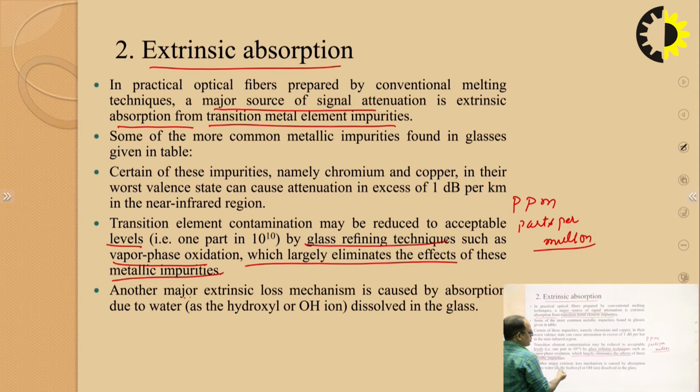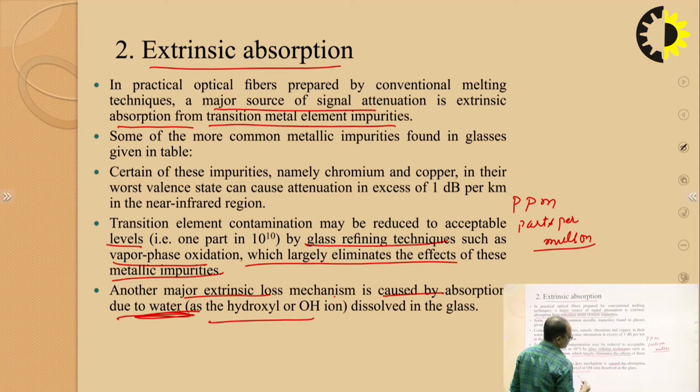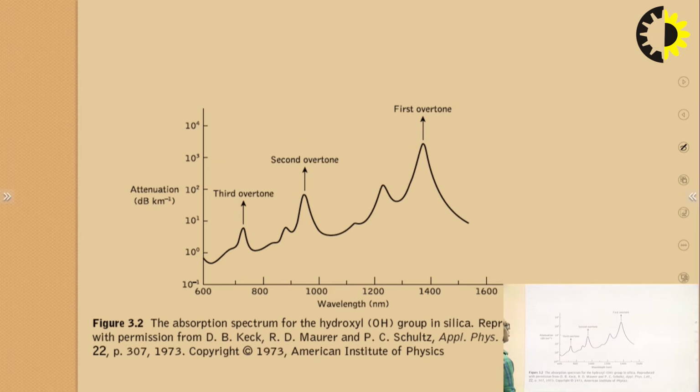Another major extrinsic absorption mechanism is caused by the absorption due to water, that is, the hydroxyl ions which are dissolved in the glass. So this is another impurity, or another composition, which contributes to the absorption, that is the hydroxyl ion, which can be included during the manufacturing of the optical fiber cable. You will see here the absorption spectrum for the hydroxyl ion: this is the third overtone, this one is the second, and this one is the first.